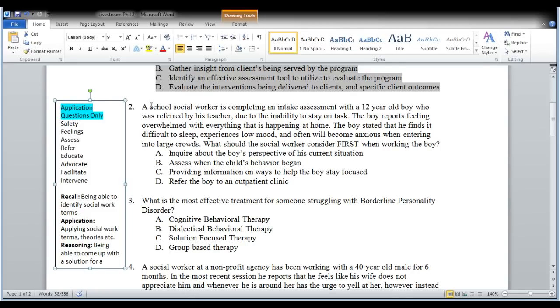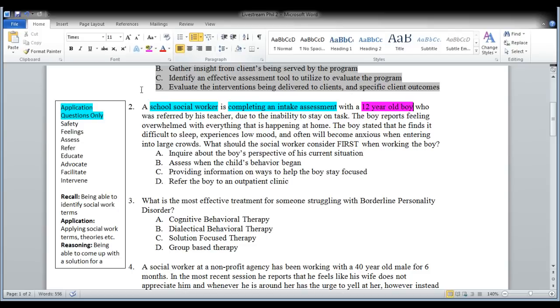So we always want to make sure that we figure out what type of social worker we are. So we're a school social worker in this situation. We're completing an intake assessment, so it's the first time encountering this person. The client that we're going to be working with, or the target person, is the 12-year-old boy, and it's important to know that they're referred by the teacher. And the main reason for it is the inability to stay on task.